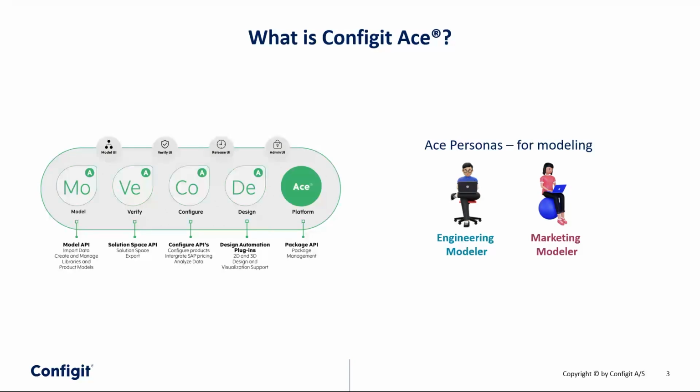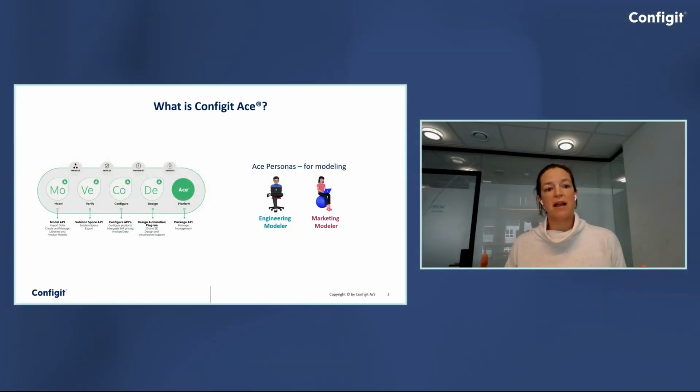And then we have this configure module that is all about having APIs to access these VT packages that you create once you've modeled your data. And then we have design automation. So these are the overall areas of ACE.